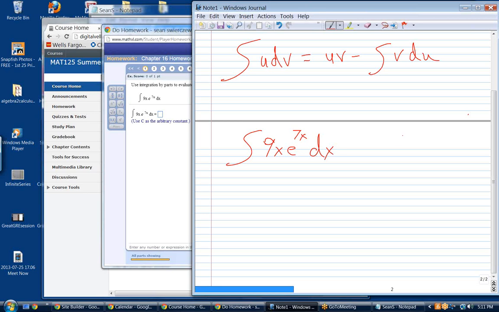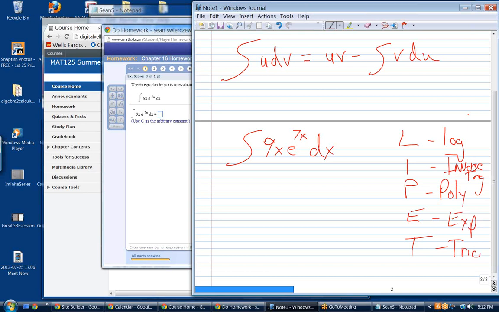Now, let me write something else over here. You may have seen something similar to this. You might have said LIPET. LIPET stands for logs, I for inverse trig, P for polynomial, E for exponential, T for trig. I'm going to go through the methodology with you. Try to memorize the methodology and forget the understanding of it for a moment.